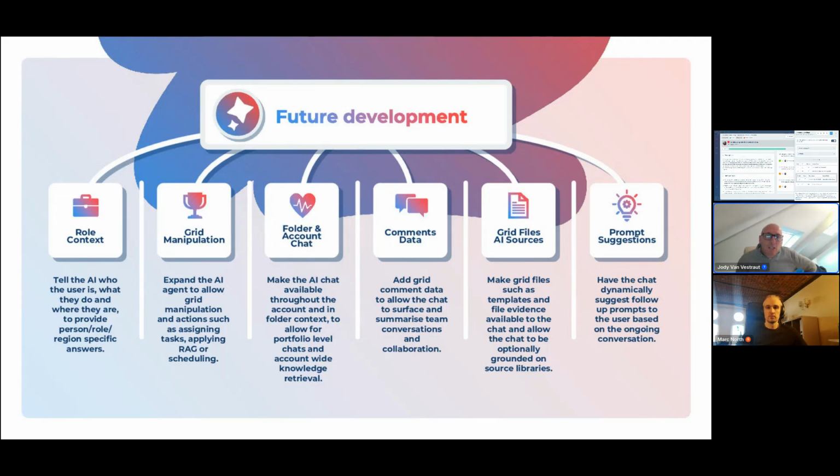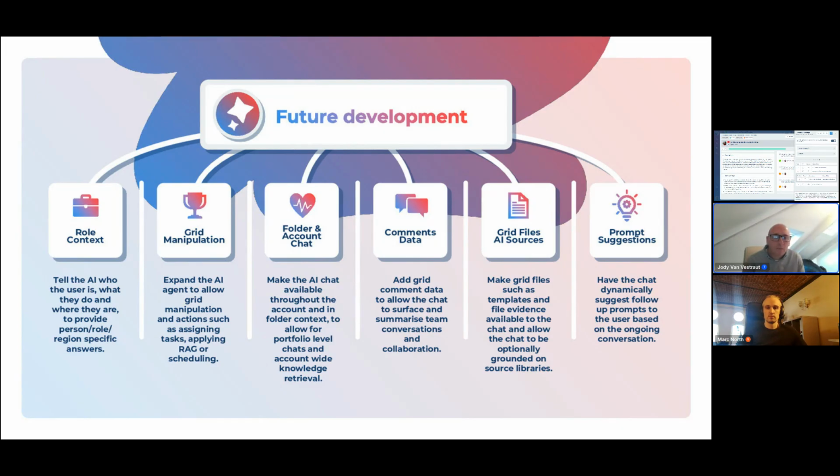The fourth one there is comments data. So it doesn't currently have access to the comments in the grid. Simple enough to pass it the same JSON data containing all the comments. So you could then ask it, give me a summary of all the comments that have been posted since last Tuesday, and it would be able to provide you with a summary of those comments in a simple way.